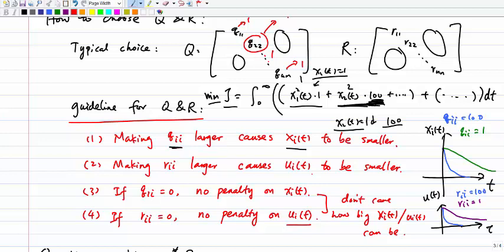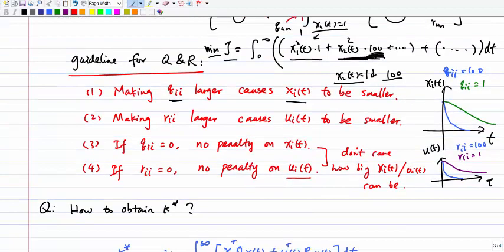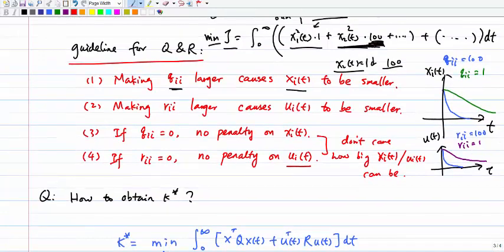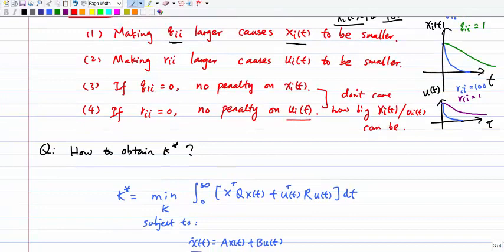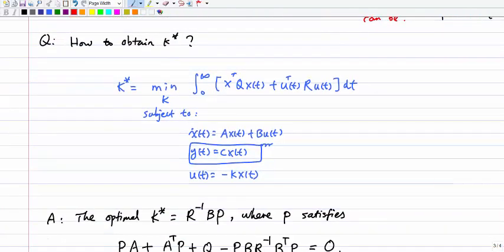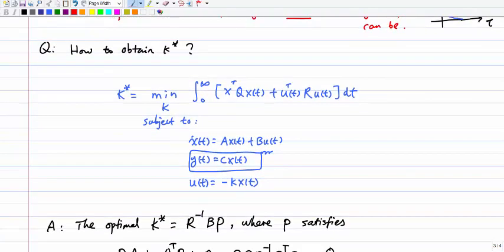If I want the control input to be small, I want R to be big. Now the next question is, how do I obtain this K star? What is the optimal? It looks pretty good, right? So how do I find the optimal K star? The answer is that the optimal K is given by R inverse B transpose P.